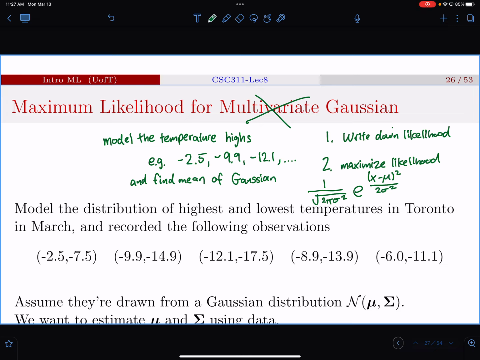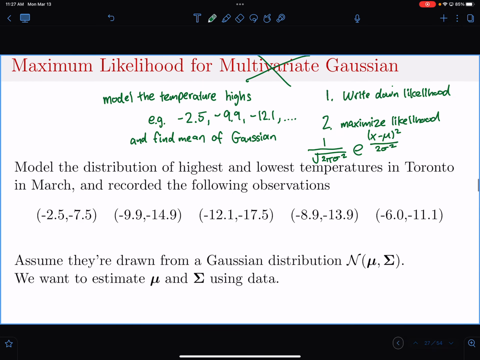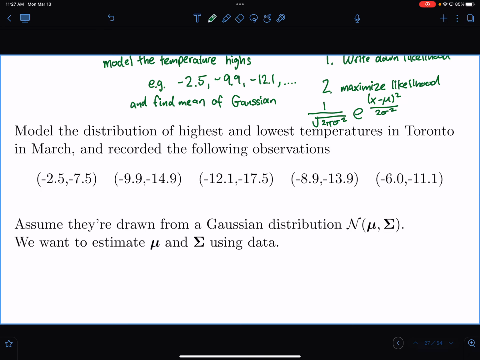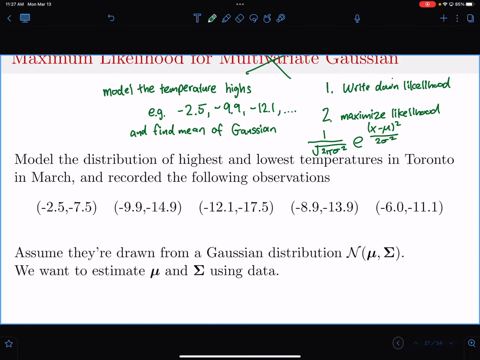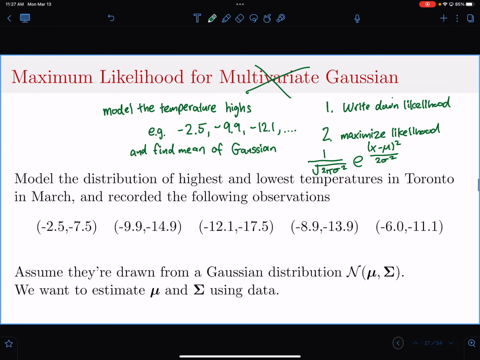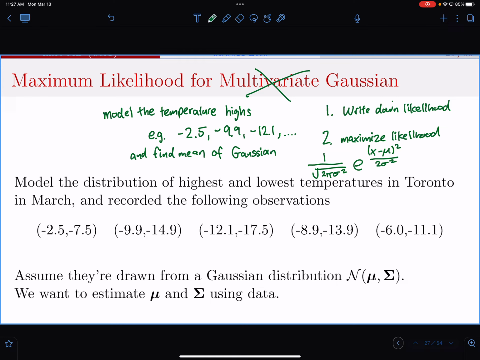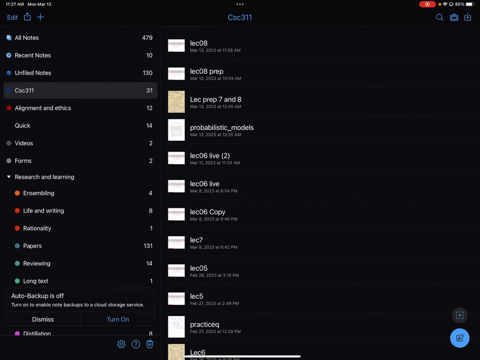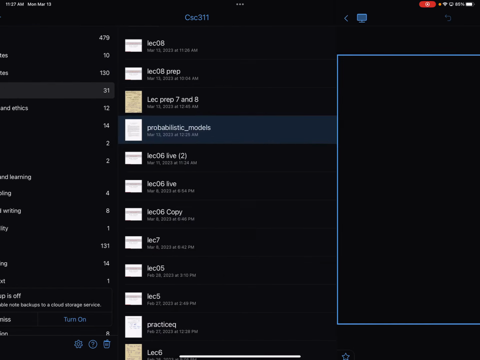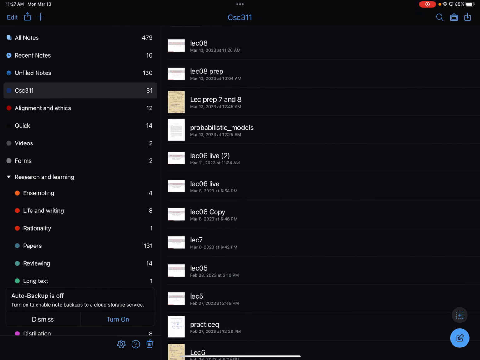Any other concerns? All right. I think it was good to work through this example because we'll be talking about Gaussians for most of this lecture, once we finish up the remainder of the probabilistic modeling part. And it's just another good example to work through.